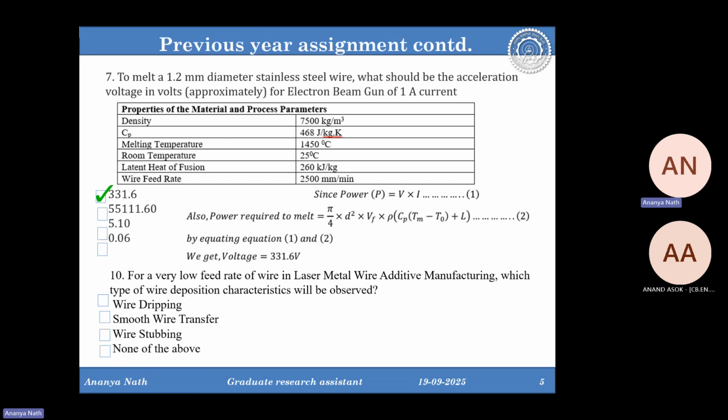So for a very low feed rate of wire in laser metal wire AM, which type of wire deposition characteristics will be observed? So it's the wire dripping method.